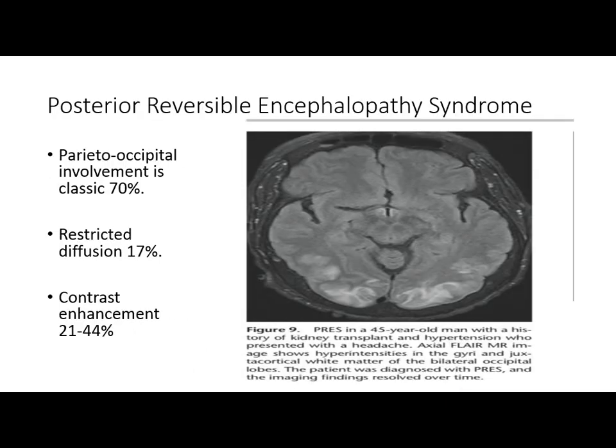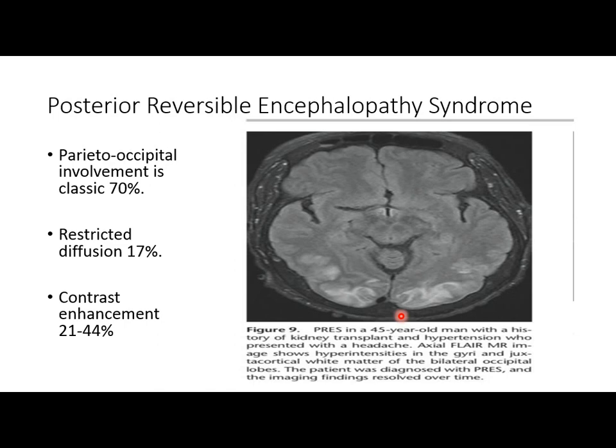Now we will shift to posterior reversible encephalopathy syndrome, the PRES syndrome. PRES syndrome is widely known with pregnancy, with its complications, preeclampsia, eclampsia, and hypertension. It is most commonly parietal to occipital involvement, cortical and subcortical. From its name, it is posterior, so it is in the posterior occipital parietal area. It is in around 70%.